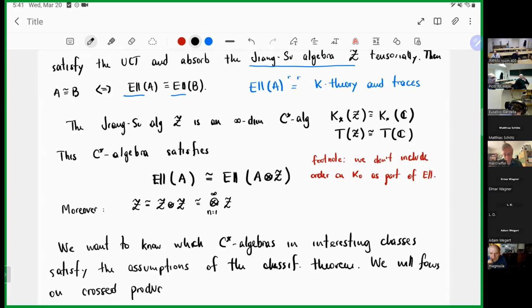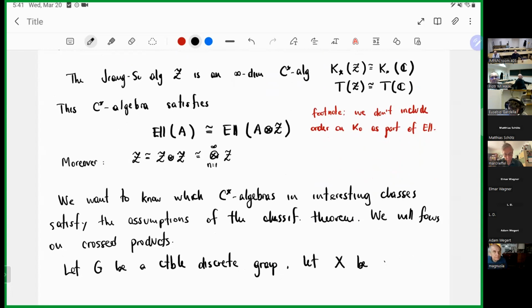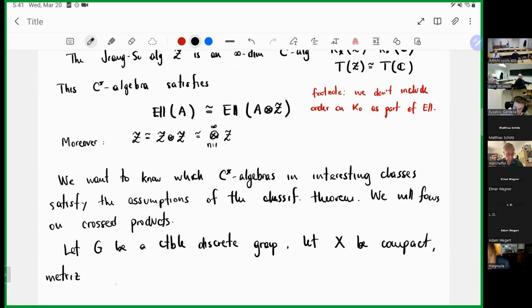And so let me set up the stage. What cross products do I mean? I mean cross products by topological dynamical systems. So let G be a countable discrete group. My group G will always be countable and discrete, even if I forget to say it. Let X be compact metrizable. And again, my spaces X will always be compact and metrizable, even if I forget to say metrizable. Often it will happen. And let G act on X via homeomorphisms.